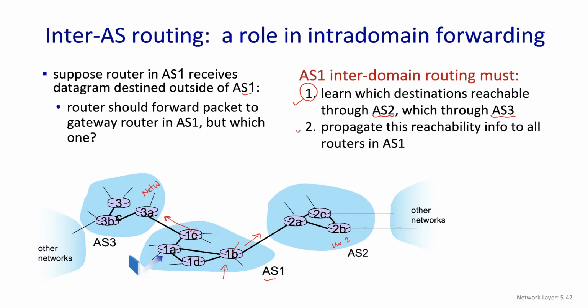The second thing is that this information that we get as a gateway, we must broadcast to the internal routers. So we have to propagate this reachability info to all the routers in AS1. That means if I have something in here and something in there, all the routers within the autonomous system must be aware of the networks. Therefore, we can forward the packets in the right way. If we want to send something to, let's say, 2C here, then we know that it must go through this path. Okay?